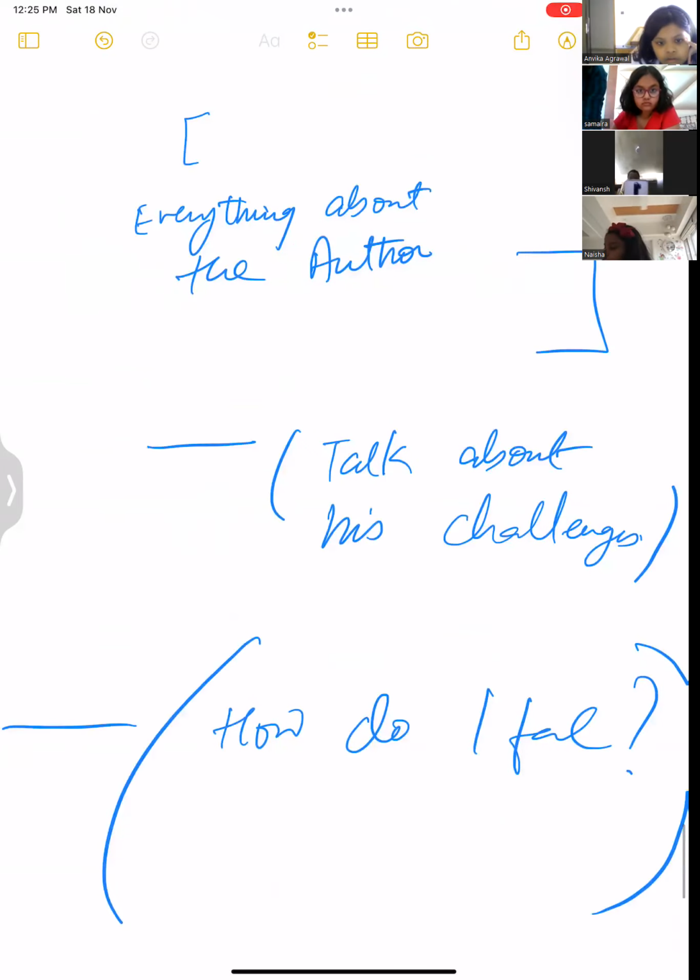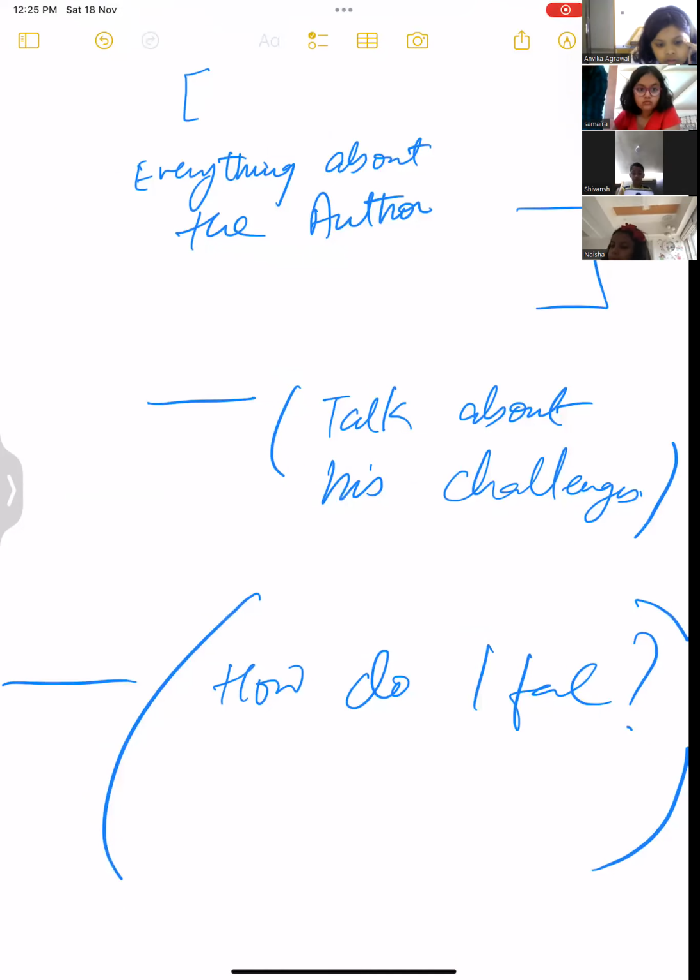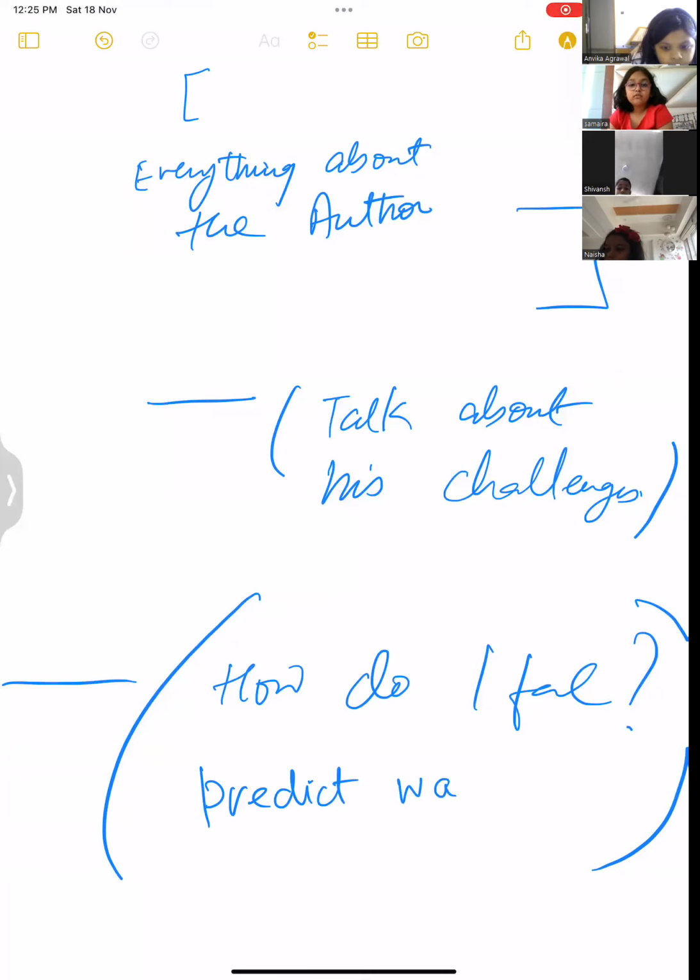So this is how you are going to structure your paragraph. In the first paragraph, you're talking everything about the author. In the second, you're talking about the challenges he faced. And in the third paragraph, you can put your point, or you can predict what's going to happen next since it's an incomplete passage. Okay? Predict. See, predict is here. Predict what will happen next.